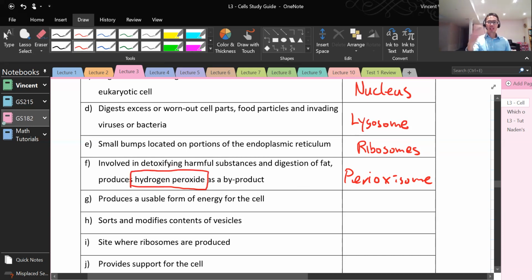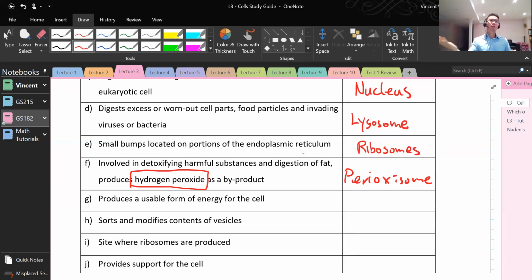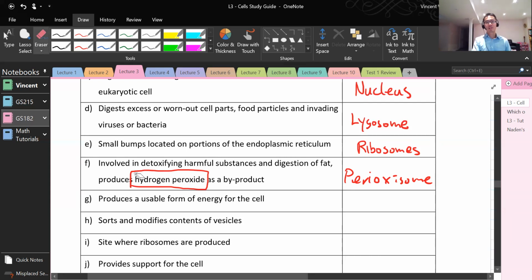Remember, a lot of the functions are overlapping, right? Like detoxifying harmful substances and digestion of fat. You will be like, isn't it lysosome? Isn't that smooth ER? Well, they kind of do that too. But here the key word is it produces H2O2 as a byproduct.